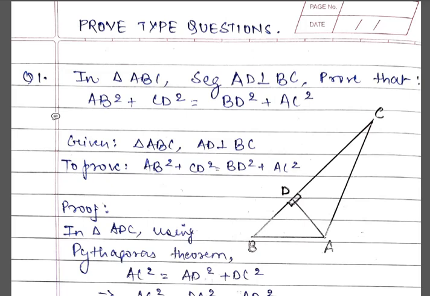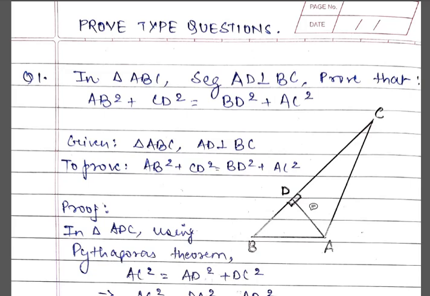So the first question says that there's a triangle ABC. As you can see, there's a triangle ABC given, in which segment AD is perpendicular to BC, as you can see in the triangle. I have to prove AB square plus CD square is BD square plus AC square. Now if you can see, AB, CD, BD, AC, they are all parts of the two small right angle triangles that have been formed, which means I have to apply Pythagoras theorem one by one in both of these triangles.